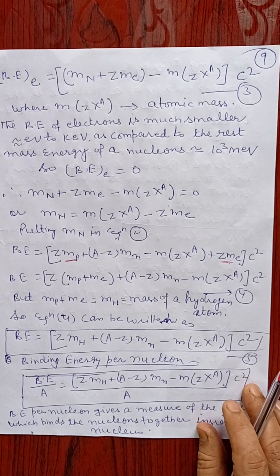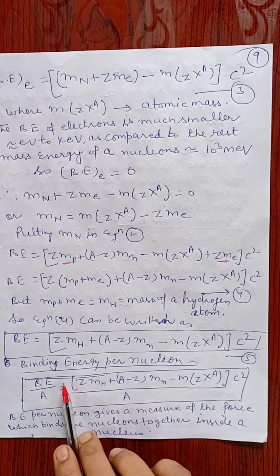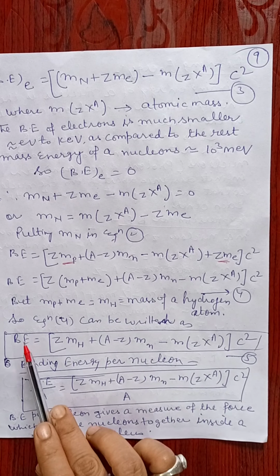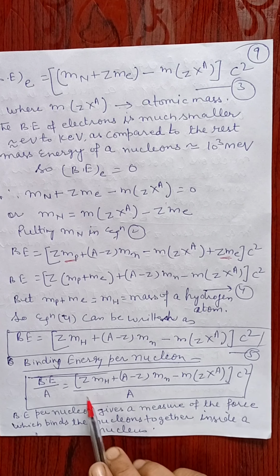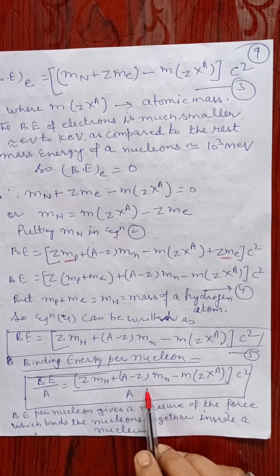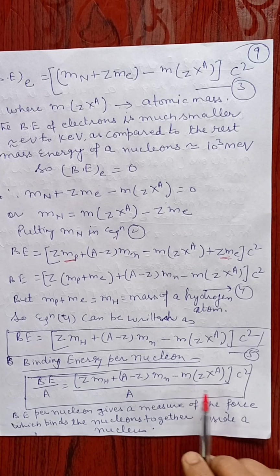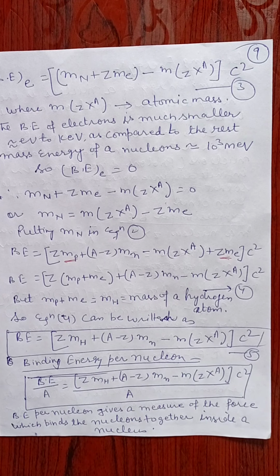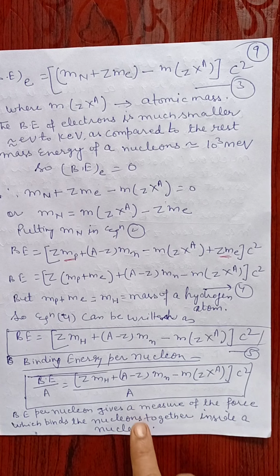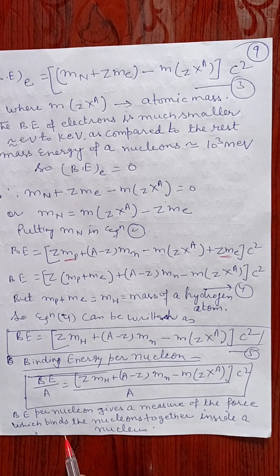We can also find the binding energy per nucleon, that is the binding energy divided by the total number of nucleons. So it is [Z Mh plus (A minus Z) Mn minus M(ZXA)] c squared divided by A. Binding energy per nucleon gives a measure of the force which binds the nucleons together inside a nucleus.